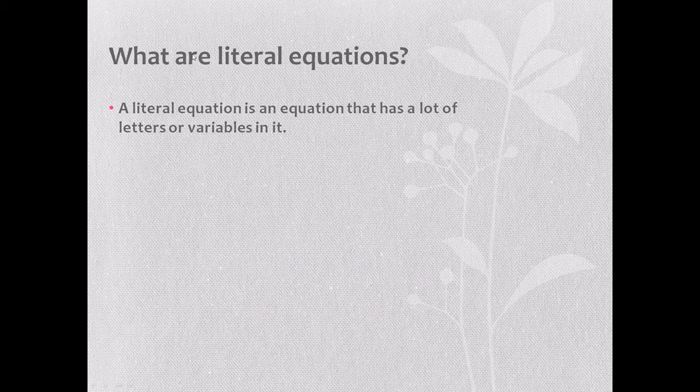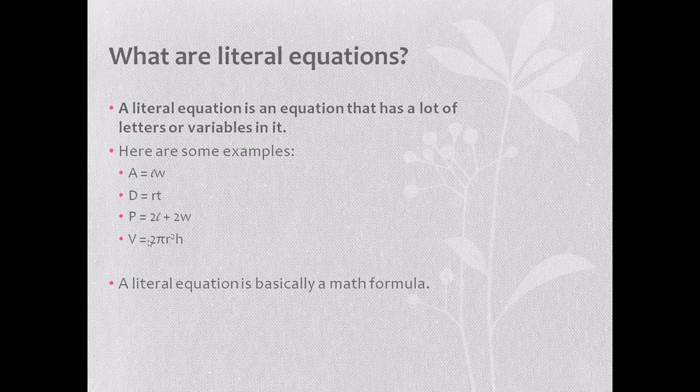A literal equation is really just an equation that has a lot of letters, or variables, in it. And you've seen a lot of them lately, like A equals LW, D equals RT, P equals 2L plus 2W, V equals 2 pi r squared H. Do you remember where these are? They're basically math formulas. Area of a rectangle, distance equals rate times time, perimeter of a rectangle, 2 lengths plus 2 widths, volume of a cylinder, 2 pi r squared h. Those are literal equations. That's pretty much what they are.